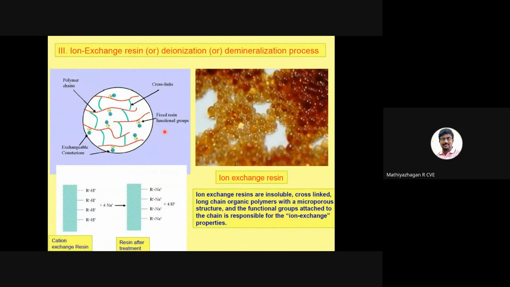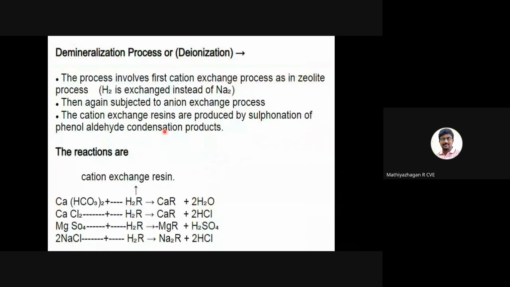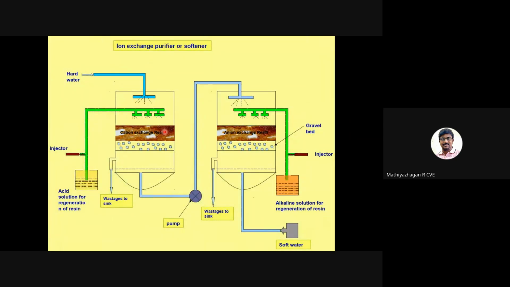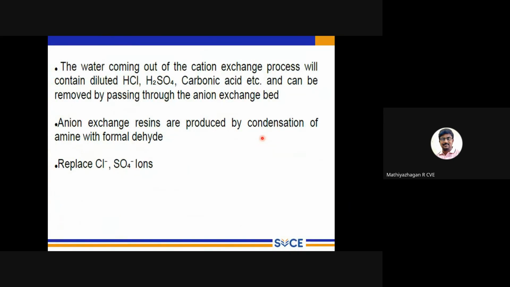So next we move to the demineralization process. In this particular treatment, we have two kinds of filter beds: a cation exchange filter bed and an anion exchange bed. The cation exchange bed replaces the cations present in the water, and the anion exchanger exchanges the anions.